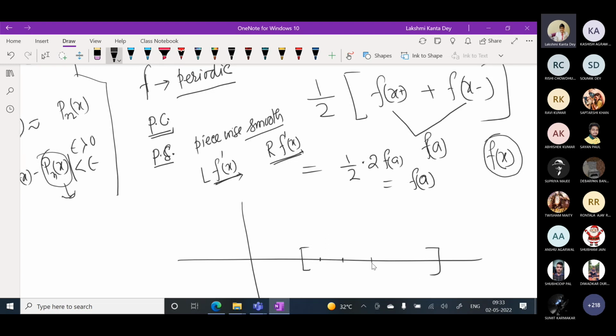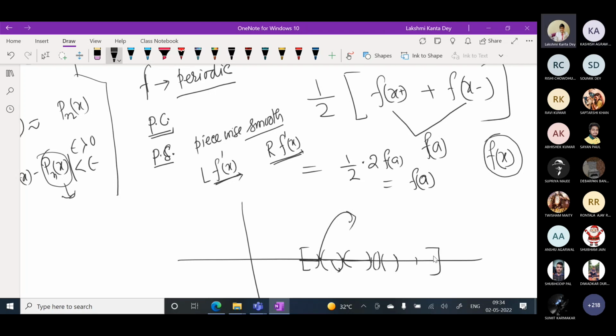Piecewise smooth: suppose these are the points where the function is not continuous. That is what piecewise continuous is, so that part you already understand. If I omit this point, here the function is smooth. Here the function is smooth. Smooth means continuously differentiable. Here the function is smooth. This is basically piecewise smooth.